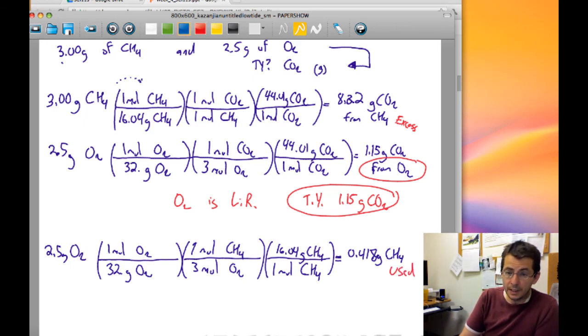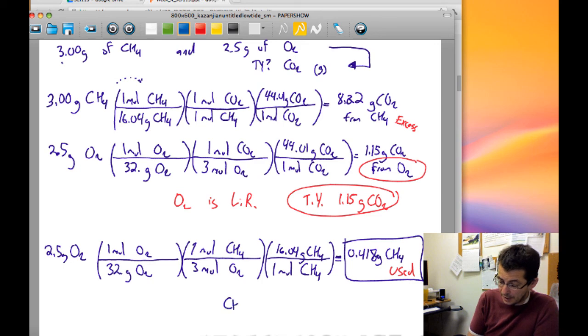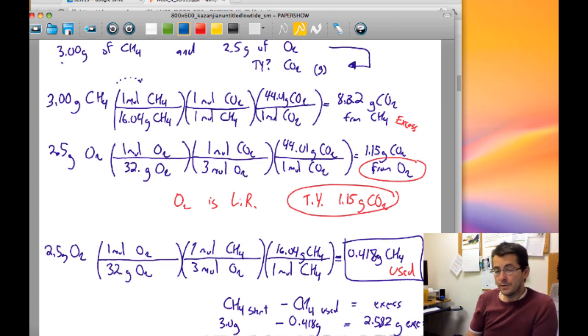And so if you run through the calculations, you find that much oxygen only allows you to consume 4.184 grams of CH4. So if we take the CH4 we start with, we subtract out the CH4 we used, that will be the excess. So in this case, it would be 3. So it's very easy to predict what your excess reagent is.